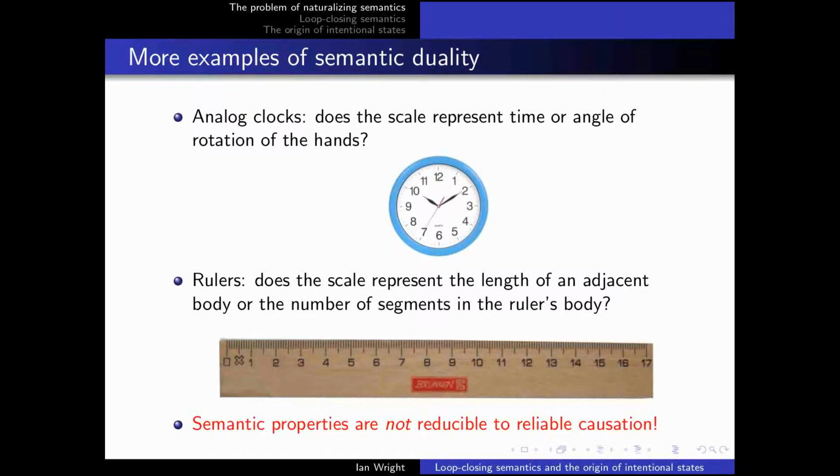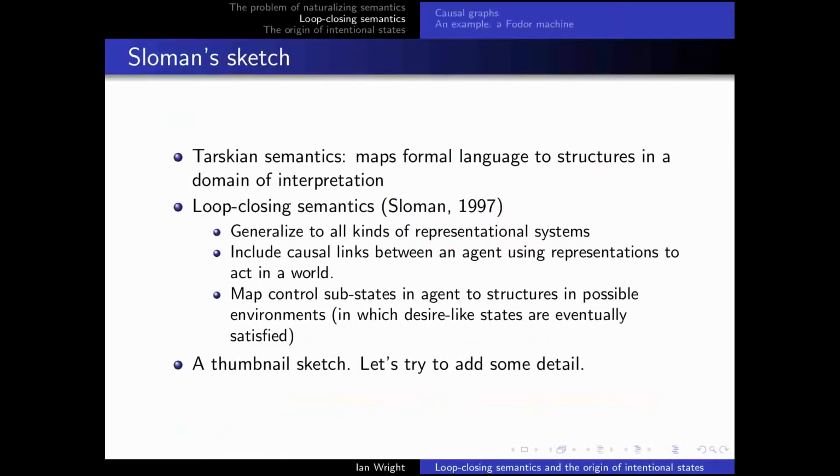Let's now therefore turn to Aaron's proposal. Now Aaron's starting point is Tarskian model theoretic semantics. Aaron proposes that we generalize Tarski's approach by considering not just formal languages, but all kinds of representational systems used by agents to act in their worlds.